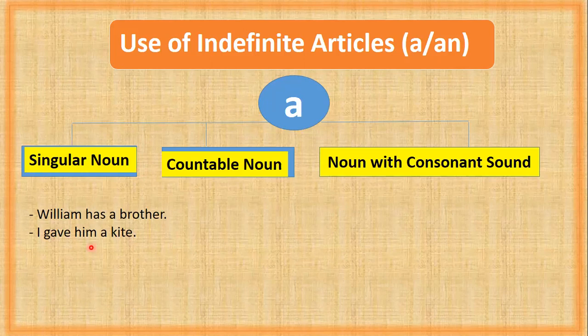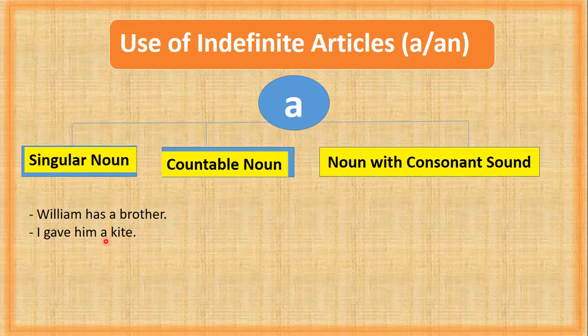In this example, William has a brother. In front of this noun, we say a because brother is singular, only one. It is countable, and brother has a consonant sound. When we say brother, the b is the consonant sound. Similarly, in the second example, in front of kite, we are using a because kite is singular and countable. Moreover, it also has the consonant sound ka.